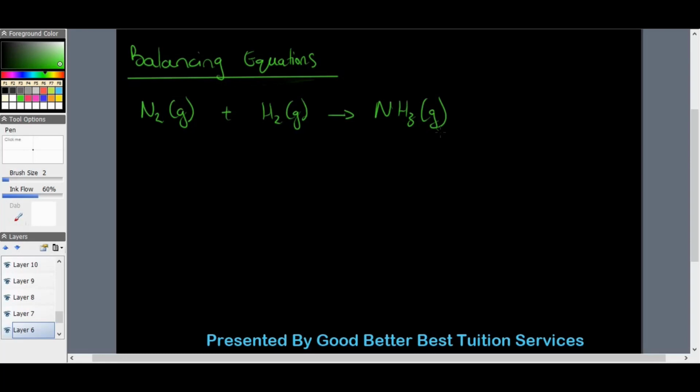So basically, I'm going to use another color for this. To make sure I have the same number of nitrogens, I need to put a 2 in front of NH3. This means I've now balanced my nitrogen, so I can have a little checklist here of my elements. Nitrogen is now balanced.